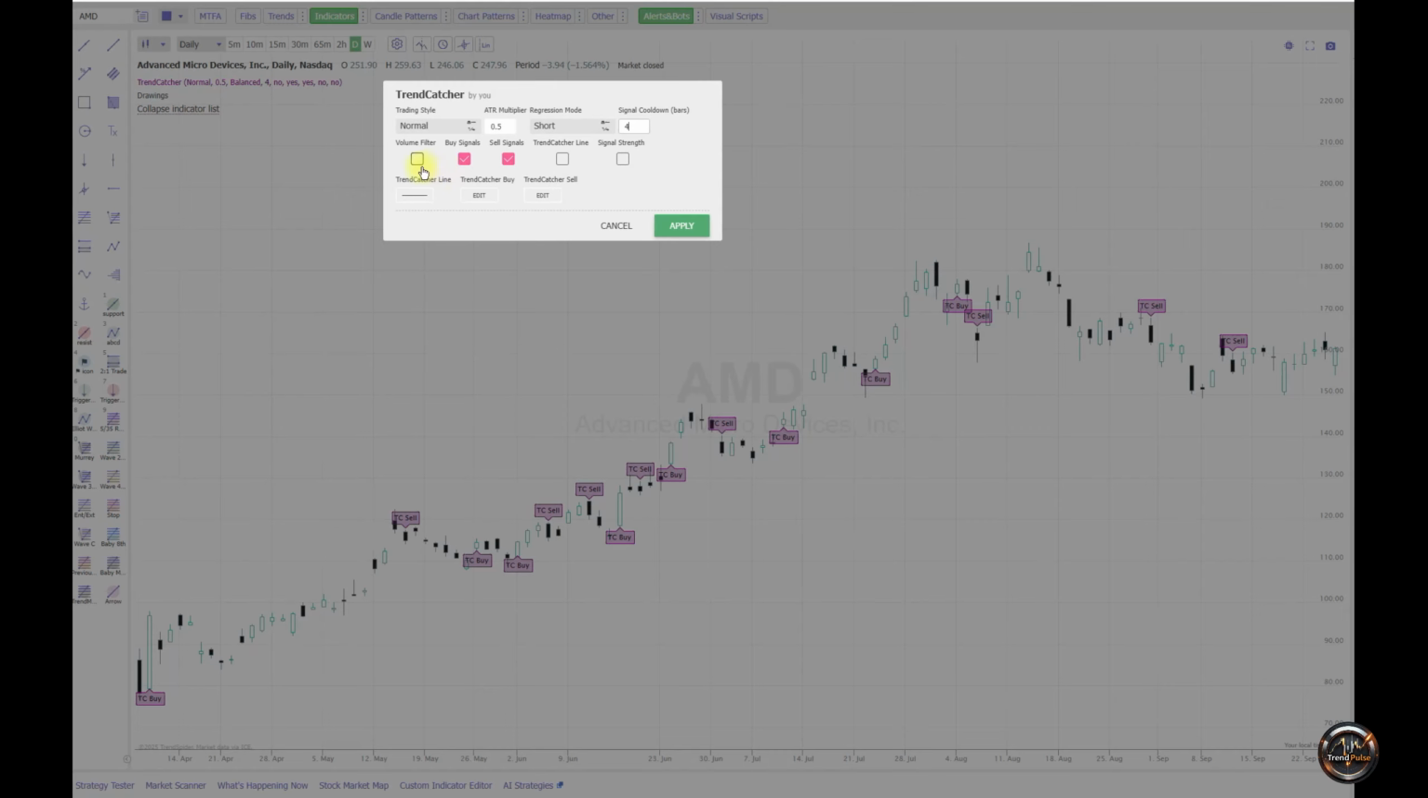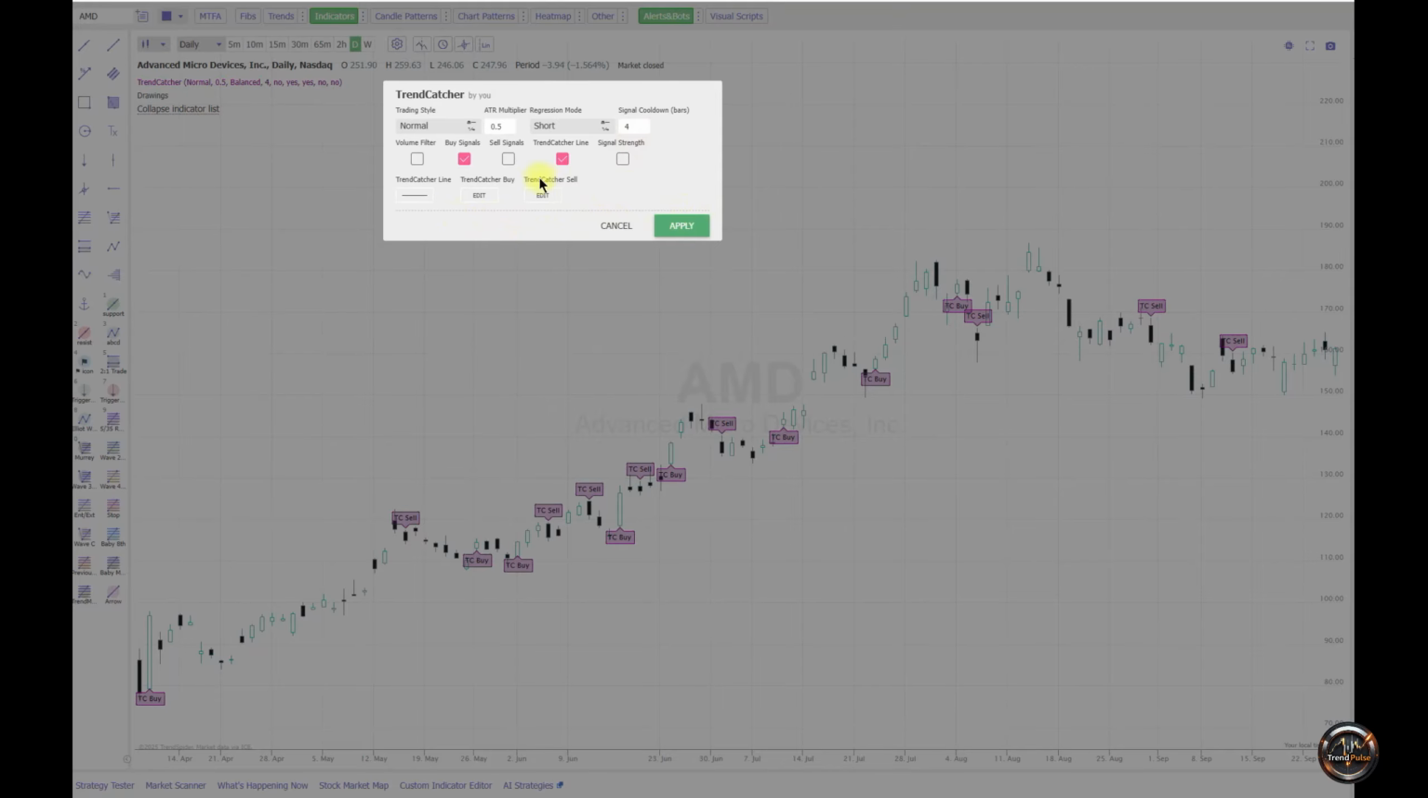Finally, we have volume filtering. Volume filtering will exclude certain signals if certain volume requirements are not met. If you want more signals, keep this toggle off. If you want fewer but higher quality, select volume filter. Of course, your buy and sell, the TrendCatcher line, and the signal strength line, which we'll discuss in more detail.